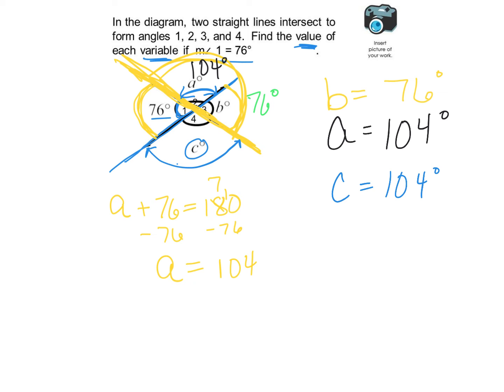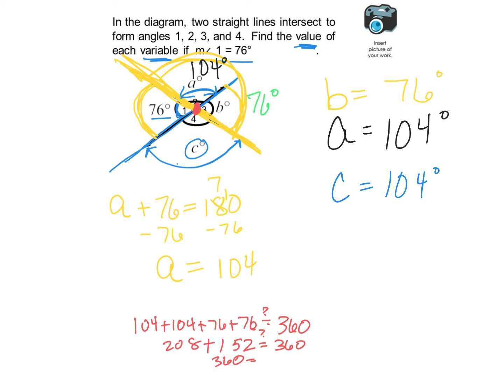All right, now I'm going to check it again because I know all of these meet at a point. So these are actually angles at a point. So 104 plus 104 plus 76 plus 76. Those are supposed to equal what? Hopefully you said 360. So 208 plus 152 should be equal to 360. So I'm going to put a question mark because I don't know yet. 360 equals 360. It sure does. I added those up in my head. So I know these are correct.